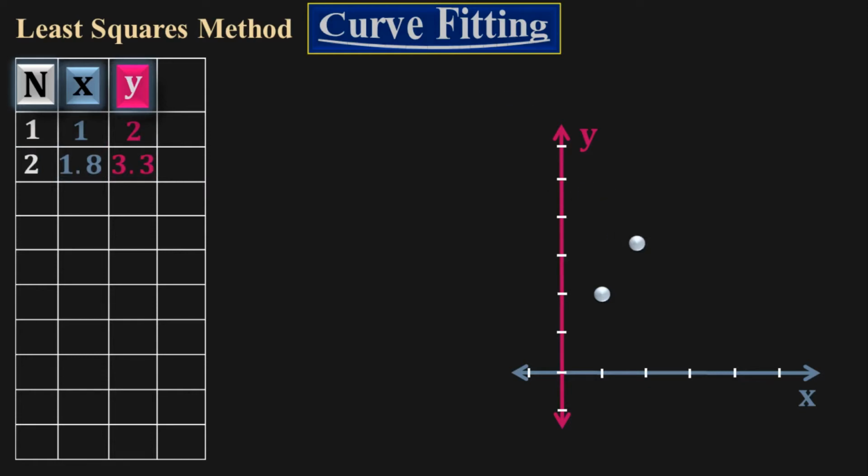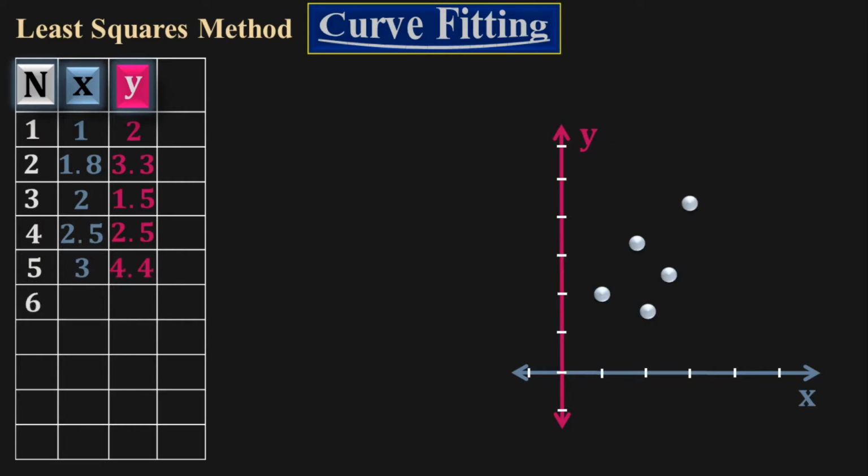Similarly, my third point is at 2 along the x-axis and 1.5 along the y-axis. In the xy plane, it lies here. My fourth point will be at 2.5 along the x-axis and 2.5 along the y-axis, which is here in the xy plane. Fifth point is at 3 along the x-axis and 4.4 along the y-axis. Its location in the xy plane is here.